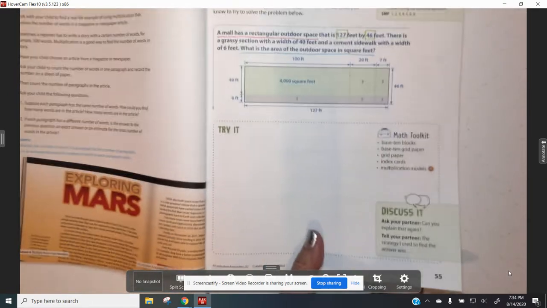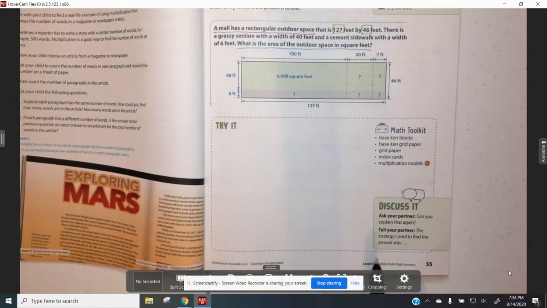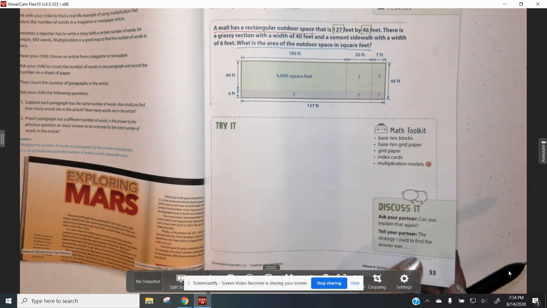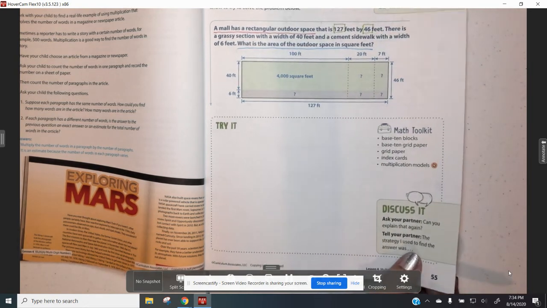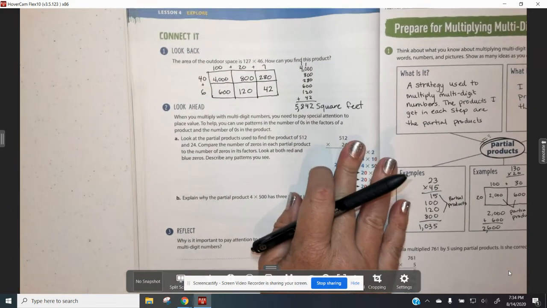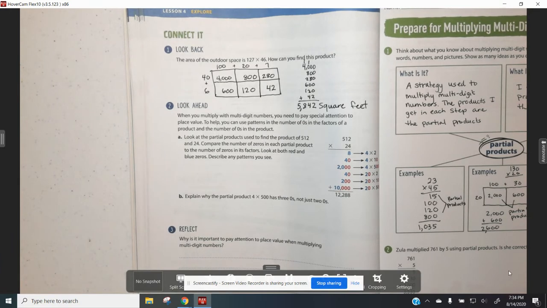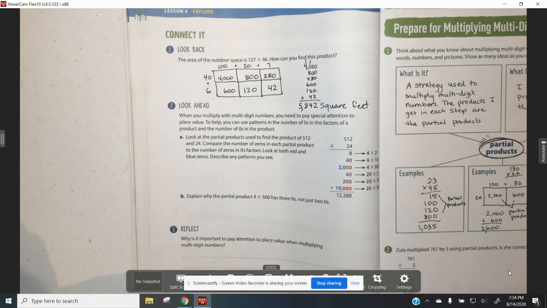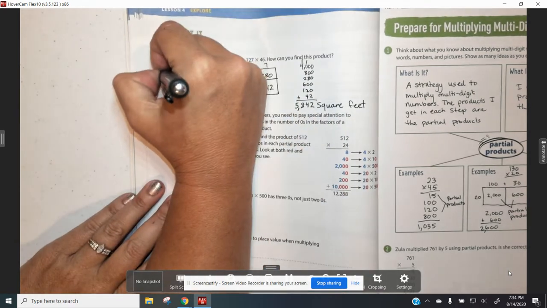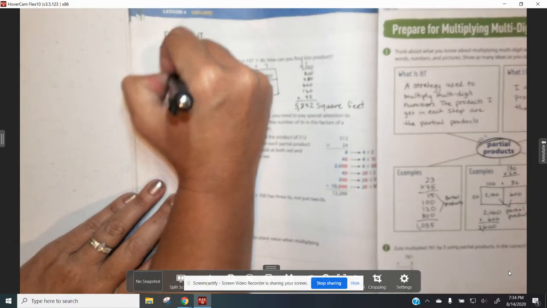Now go back and check. Look at this try it section here. Did you get 5,842 square feet? If you did, way to go. If not, totally don't worry about it, because we're definitely going to be learning multiple ways to multiply. Then you're going to figure out which way speaks to you, that is the easiest for you to do. So this is just one method, and again, this is called an area model.